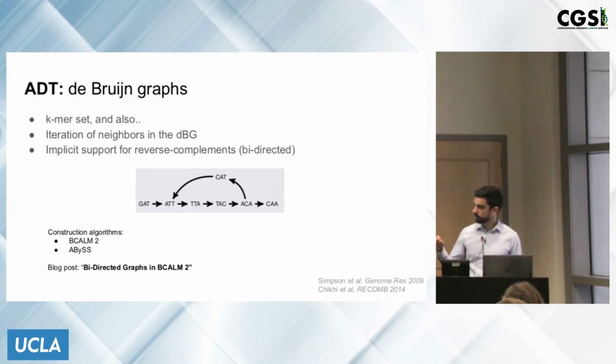And so for constructing such a graph, I can give 2 pointers. One is my software BCALM2, or ABySS, which is an assembler that gives you the graph as an intermediate step. And I will point to the recent blog post written by Paul Medvedev and myself and Antoine Limasset about bidirected graphs in BCALM2, which gives you an overview of what those graphs with reverse complement look like. Slightly more complex, but still manageable.